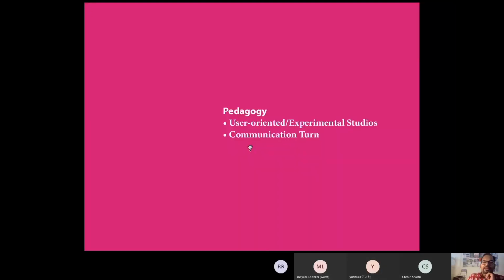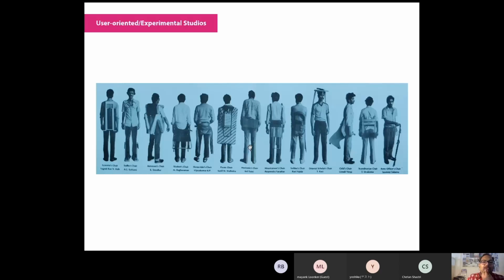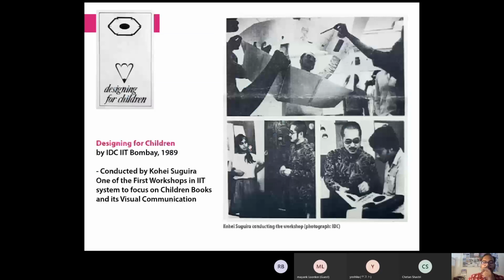So the pedagogy we can see here is that there are several user-oriented studios, and also we can see a communication turn. Now people are talking about communication. And when we talk about user-oriented experimental studios, I have a case here from 1982's summer school at IDC, where a group of students designed several chairs for different users with a similar kind of brief. And also now they were identifying different user groups as unique.